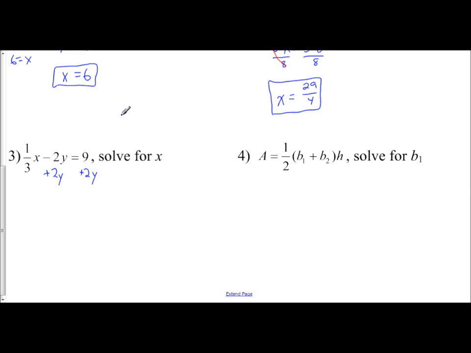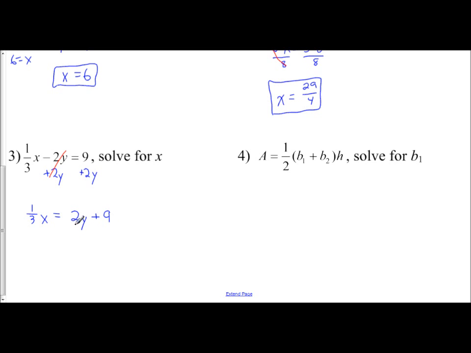And when you move from one side to the other, make sure you write it in standard form. So I get the 1/3 x equals, and I say standard form, the variable term comes before the constant. So it's a positive 2y, and that is a positive 9, so plus 9.